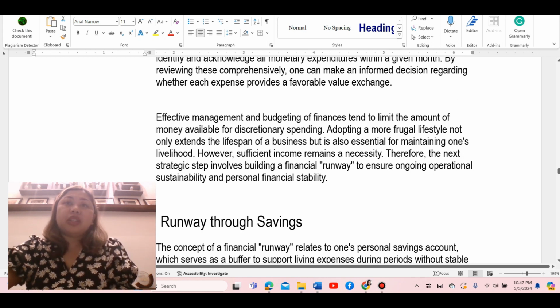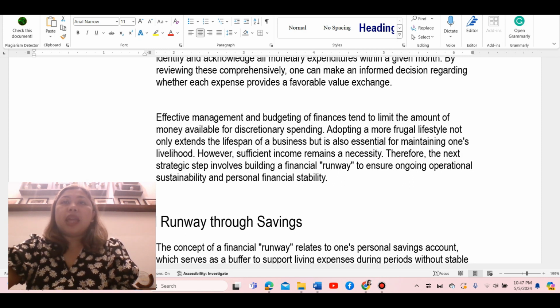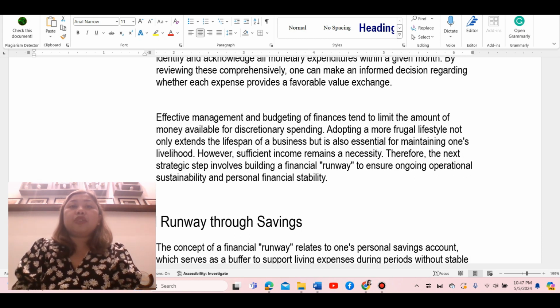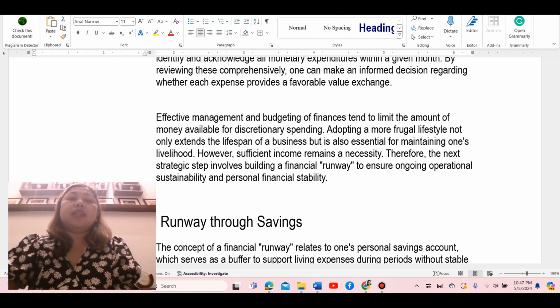Effective management and budgeting of finances tend to limit the amount of money available for discretionary spending. Adopting a more frugal lifestyle not only extends the lifespan of a project, but it is also essential for maintaining one's livelihood. However, sufficient income remains a necessity. Therefore, the next strategic step involves building a financial runway to ensure ongoing operational sustainability and personal financial stability.